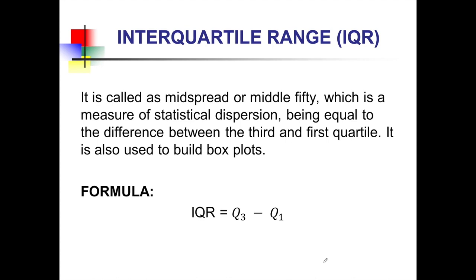Dito, kung titignan ninyo yung formula, hindi natin kinukuha yung average ng dalawa. Ang kinukuha natin is yung difference ng dalawa. Parang yung range nila, yun nga lang nangyari is from 1 to 3 lang. No, which is, sabi nga dito, sa definition, which is a measure of statistical dispersion being equal to the difference between the third and first quartile. It is also used to build box plots. Actually, ito talaga yung para sa akin, no, ang purpose ng interquartile range is para ma-build mo yung box plot.